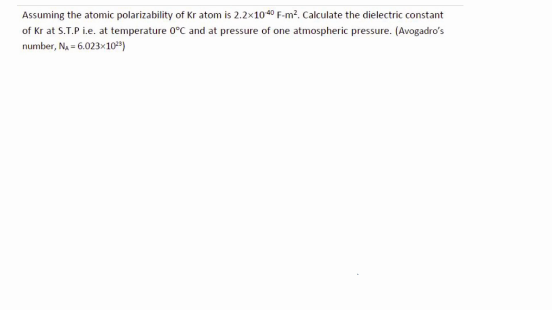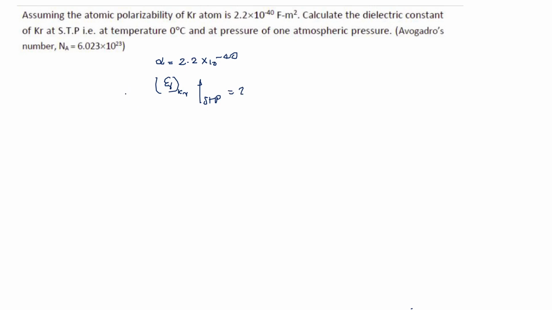Everything you have studied till now in solid state physics is almost based on general formulas. So please listen to this class carefully and note down all formulas. It's just like a direct application of formulas. Here the alpha value is given, 2.2 into 10 to the power minus 40. Then you have to calculate epsilon r of krypton at STP.